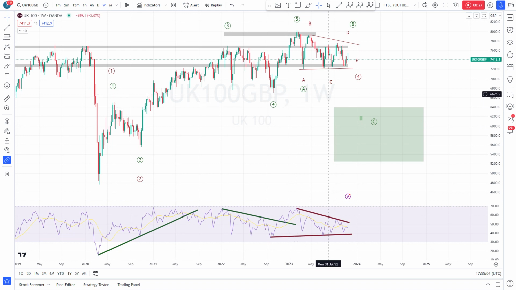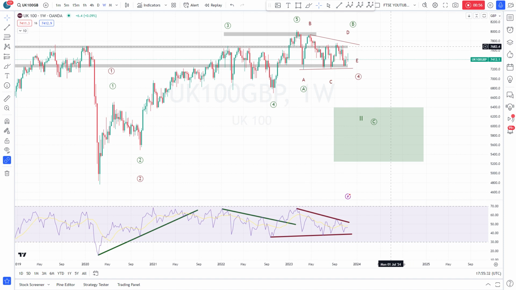My take on the FTSE in the higher time frame is actually that, in my opinion, we have two kind of equally valid scenarios, I would say. And the reason is that we are acting very corrective right here since a couple of months. And this corrective behavior actually fits in both a bearish and a bullish scenario.